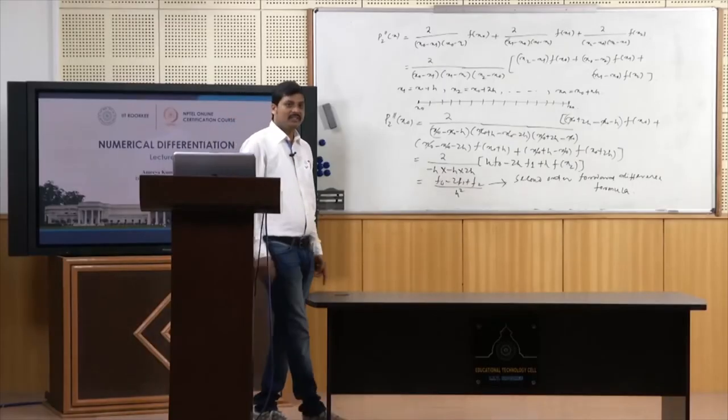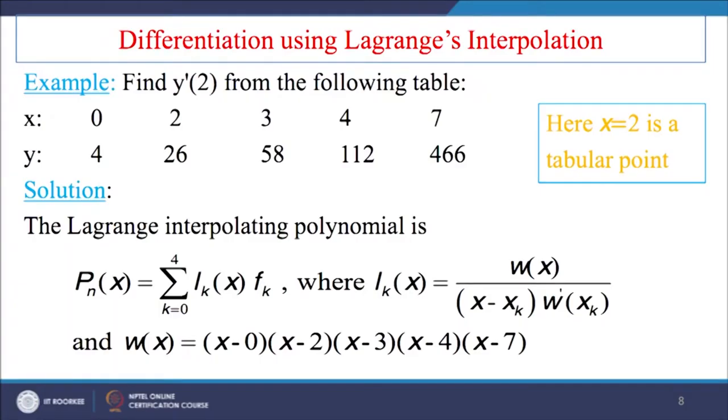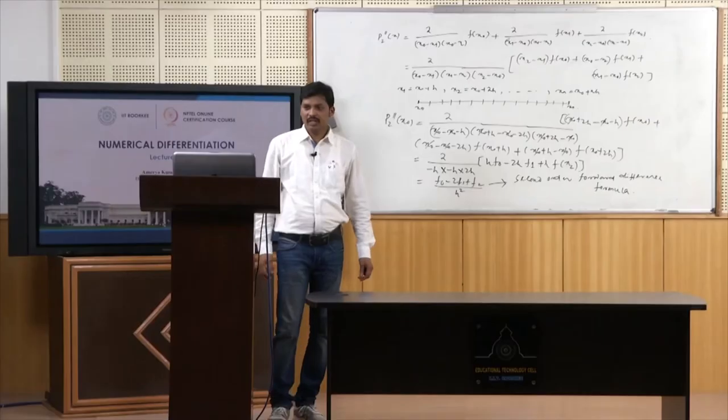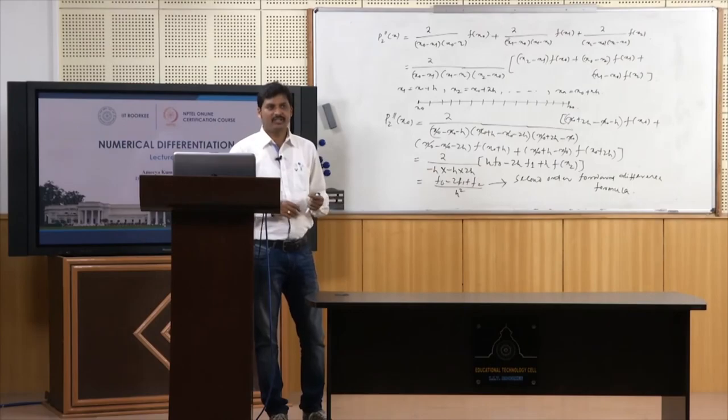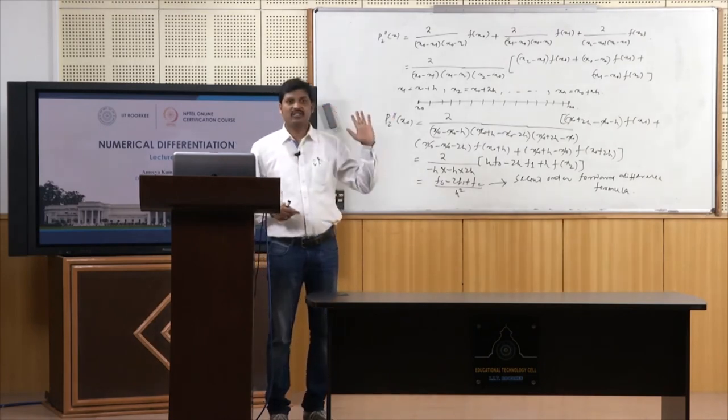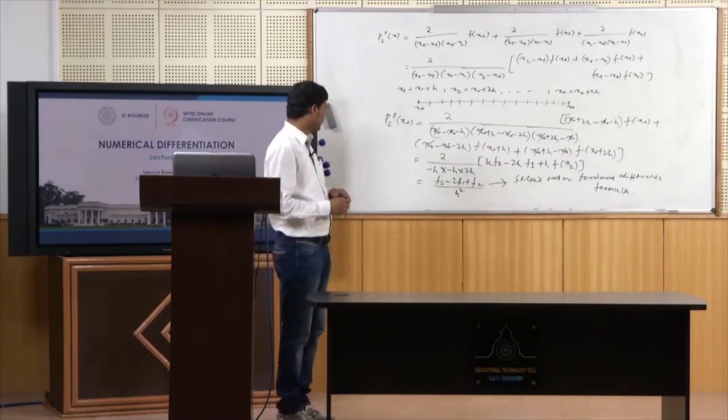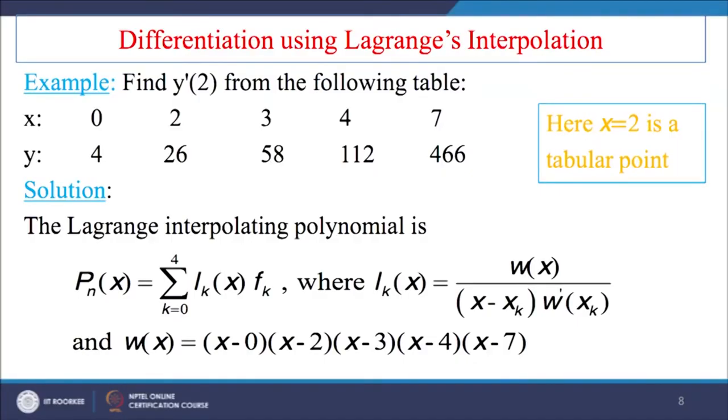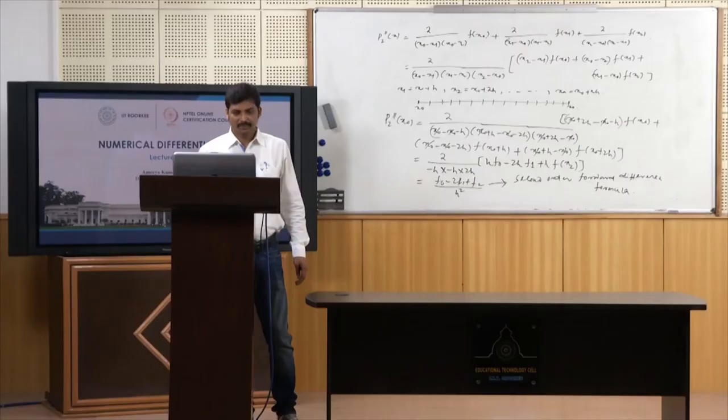Based on this differentiation, we can go for the solution of some problems. First, we will discuss problems based on Lagrange interpolation, where it can be exactly applied at the nodal points. This means that either at x 0 or at x 1, we put directly at that point, and in the same way we differentiate and obtain the solution. First, consider this example where x is prescribed at 0, 2, 3, 4, 7, unequally spaced points, and the functional values are 4, 26, 58, 112, 466, and the value is asked at x equals to 2. Since x equals to 2 is a particular tabular value, we are asked to evaluate y dash of 2.